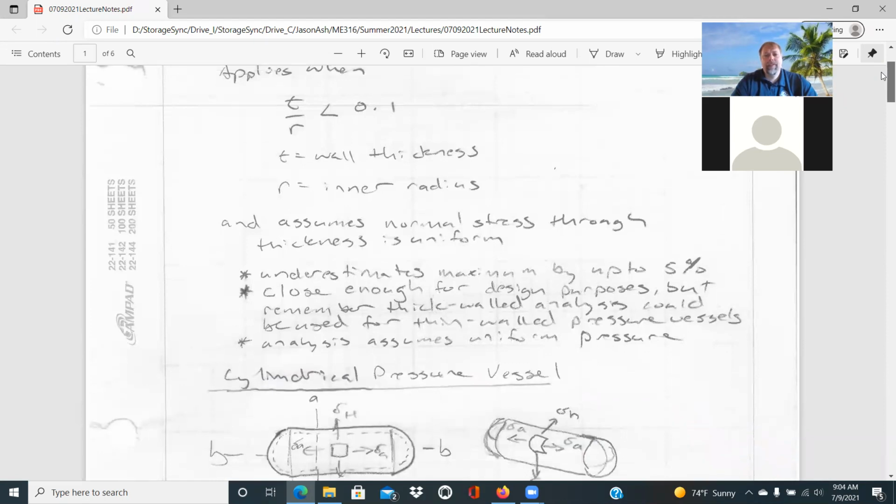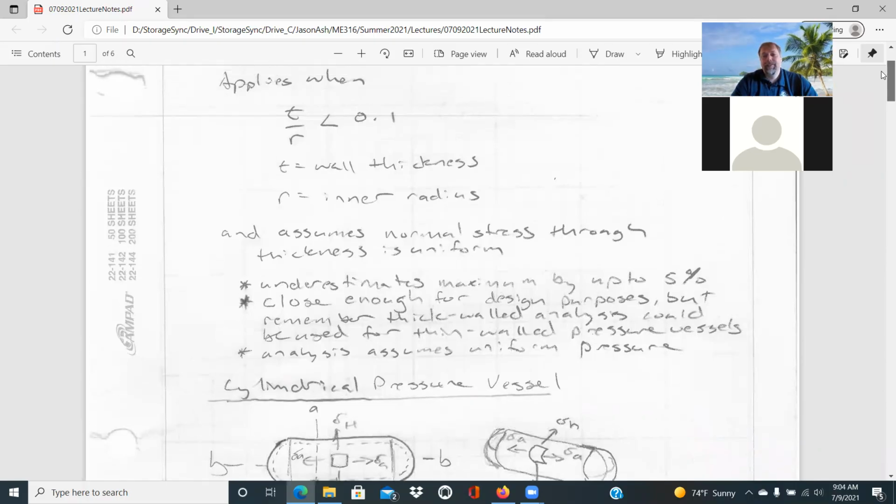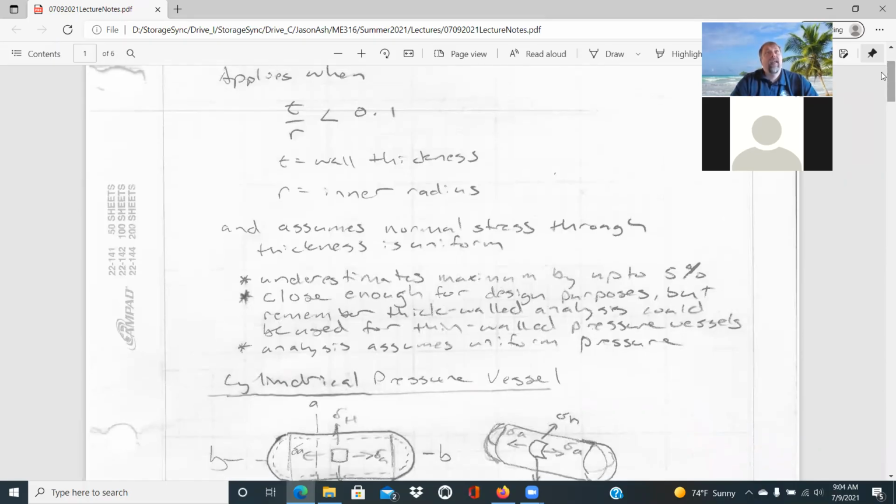That really just assumes a normal stress through the thickness that is uniform. And once it becomes a thick wall, that's no longer the case. And so it underestimates the maximum by up to 5% if it meets this criteria of being less than 0.1. But that's close enough for design purposes.